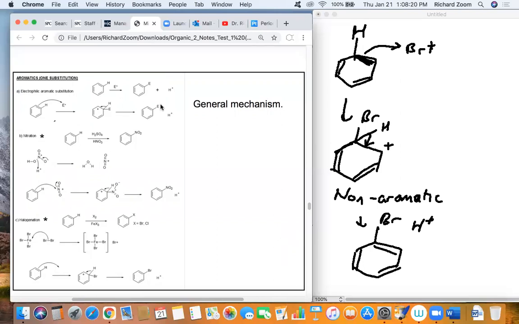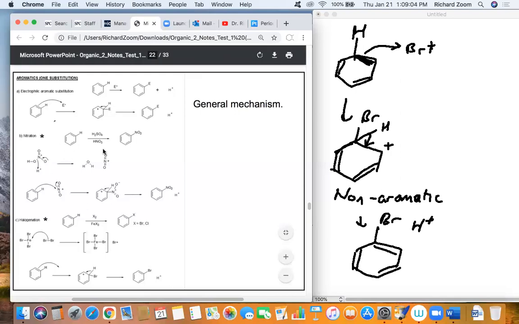People tend to say, okay, the E plus attacks the aromatic ring. Technically, it's the electrons from the aromatic ring attacking the E. Is that correct? Yeah, I'd say that's true. So the electrophile gets a bad rap. In the context of how we draw arrows, yes, because we're always talking about electron movement. So it's wrong to say the E plus is attacking that double bond. The double bond's really attacking the E plus. Okay, cool.